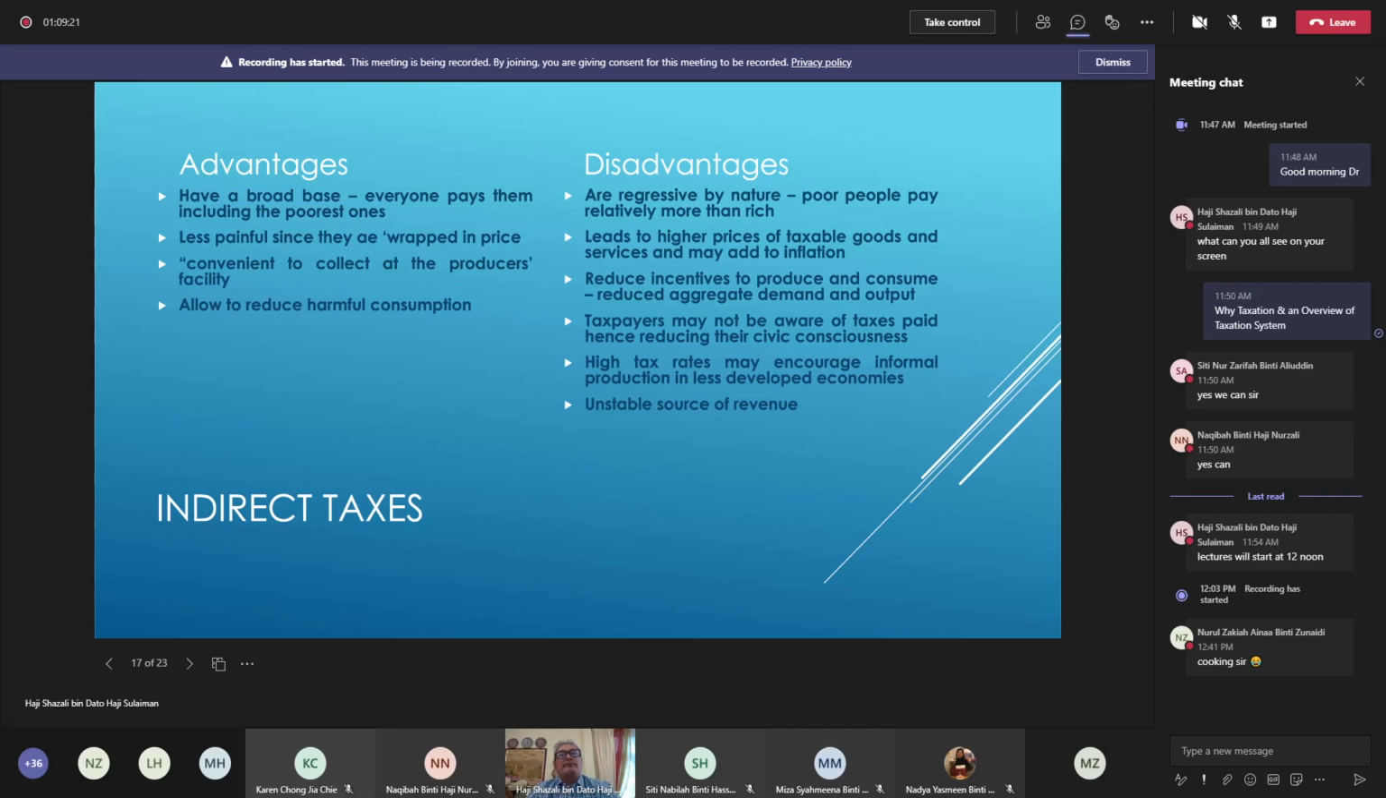High tax rates may encourage informal production in less developed economies, and it is an unstable source of revenue. So VAT can be an unstable source of revenue. Because if the economy goes down, then obviously when sales go down, economic activities go down, then the output tax, the VAT, will be much lower than in a robust economy.